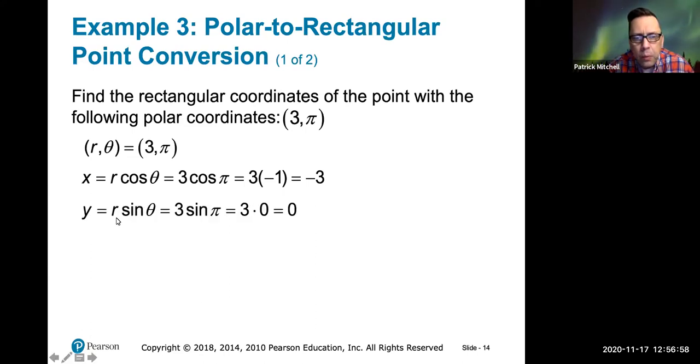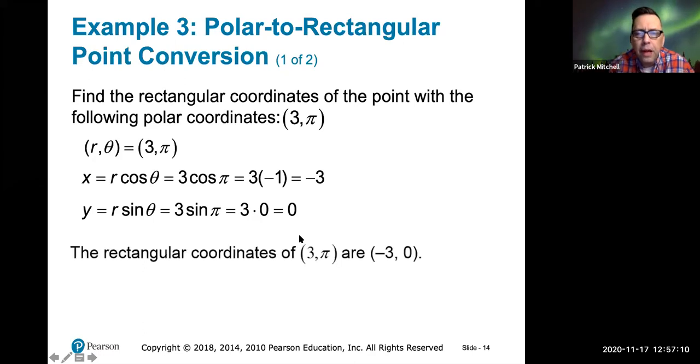And the y coordinate would be r sine theta, which would be 3 times sine pi. The sine of pi is 0. 3 times 0 is 0. So the y coordinate of this point would be 0. The rectangular coordinates of this point would be -3, 0. And if you practice drawing this point on your polar graph paper, I think you'll see that it aligns with what you normally think of as -3, 0, the rectangular point -3, 0.